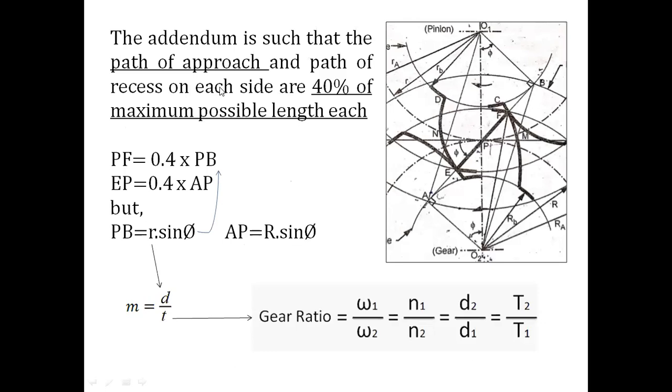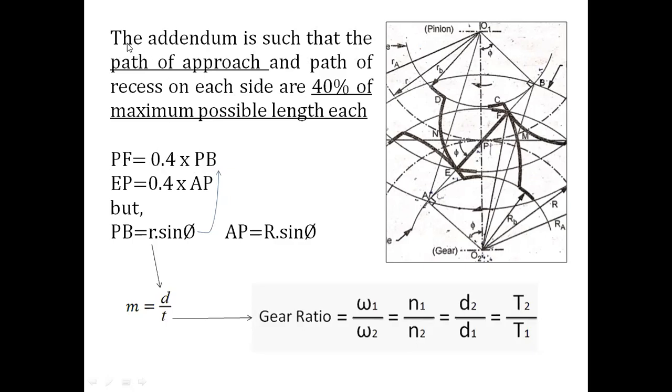Again, in some numerical in an examination, if it is given that the addendum is such that the path of approach and path of recess on each side are half the maximum possible length, at that time PF is equal to 1 by 2 into PB. Instead of 40%, half will come.